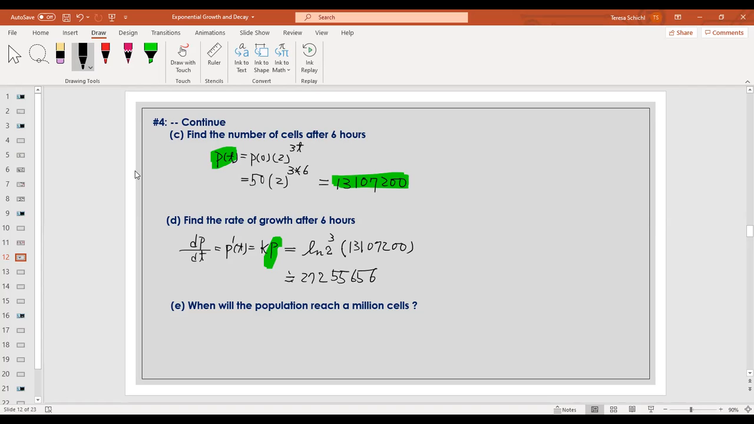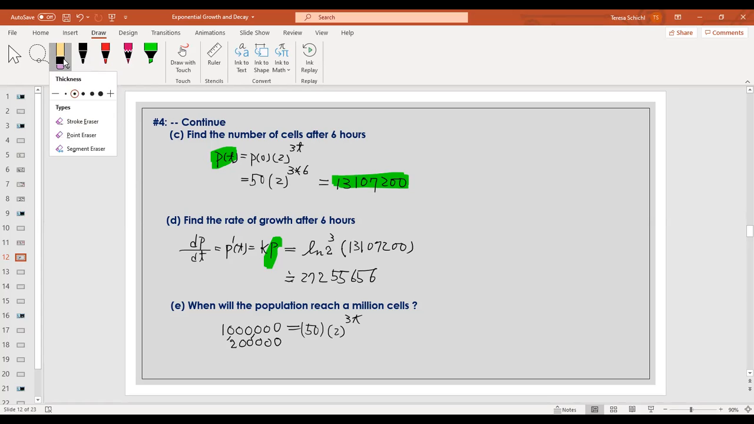Okay, so now part E is how long will it take the population to reach 1 million, right? So here you can just say 1 million equals, it starts out at 50, and then you have 2 to the 3t. Then you divide by 50, so 1 million divided by 50 will give you 20,000, right? Okay, I think I have one extra zero here.